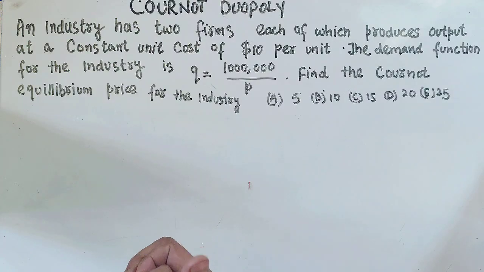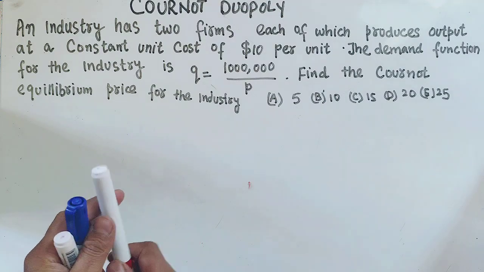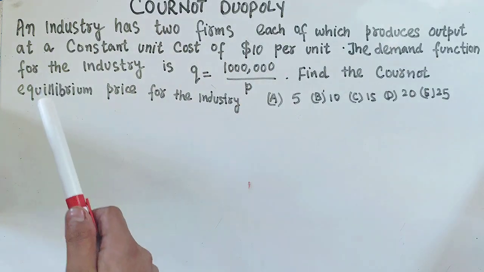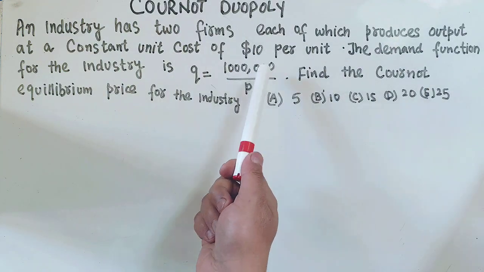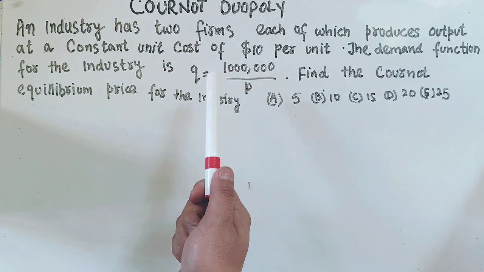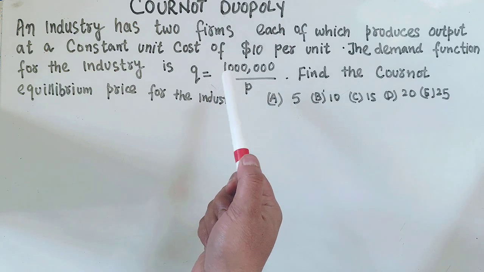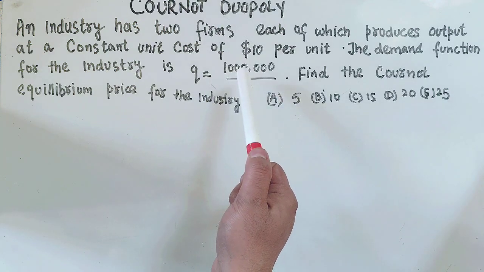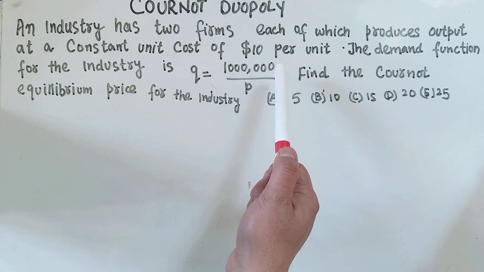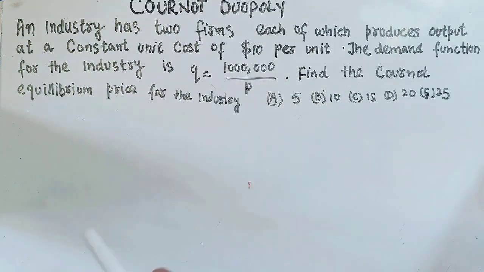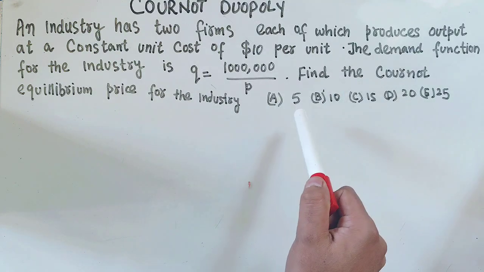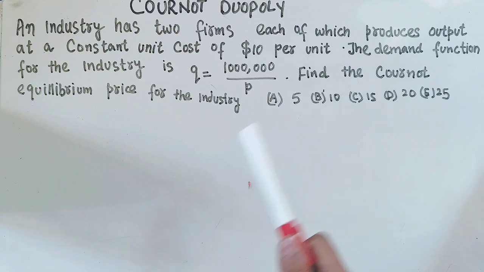A problem on Cournot duopoly model. The question is, an industry has two firms, each of which produces output at a constant unit cost of $10 per unit. The demand function for the industry is given by Q equal to 1 million upon P. Find the Cournot equilibrium price for the industry. Options are being given as 5, 10, 15, 20 and 25.